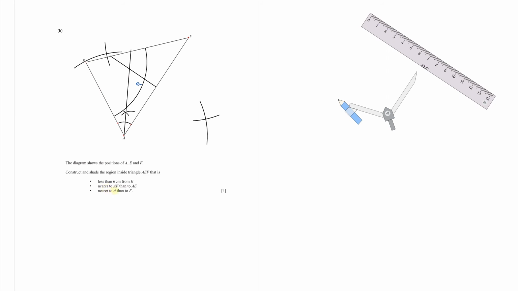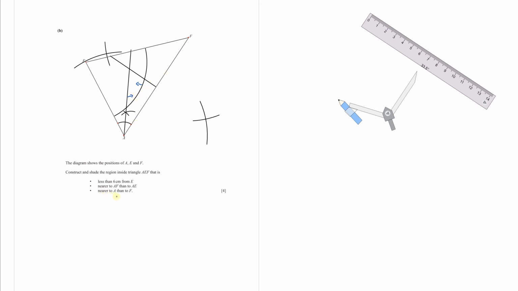The next one was nearer to AF than to AE. So this is your angle bisector of this angle A. Anything towards this side of this angle bisector will be closer to AF because this is like the midpoint. All the points on this line are equidistant from AE and AF. So anything towards this right side will be closer to AF.